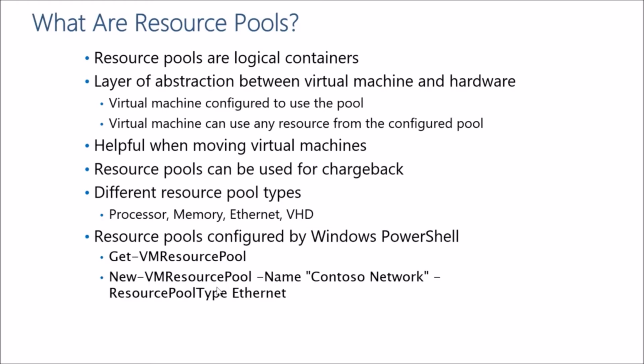Virtual machines are configured to use the resource pool. Virtual machines can use any resources from the configured pool, and it's helpful when you're moving virtual machines. Resource pools can be used for chargeback. Different resource pools can exist, such as processor, memory, Ethernet, and virtual hard disk. Resource pools can be configured by Windows PowerShell. If that doesn't make sense yet, what we're talking about is allocating amounts of resource to what's called a resource pool. We can define virtual machines which are members of this pool, which therefore use resources out of this pool.